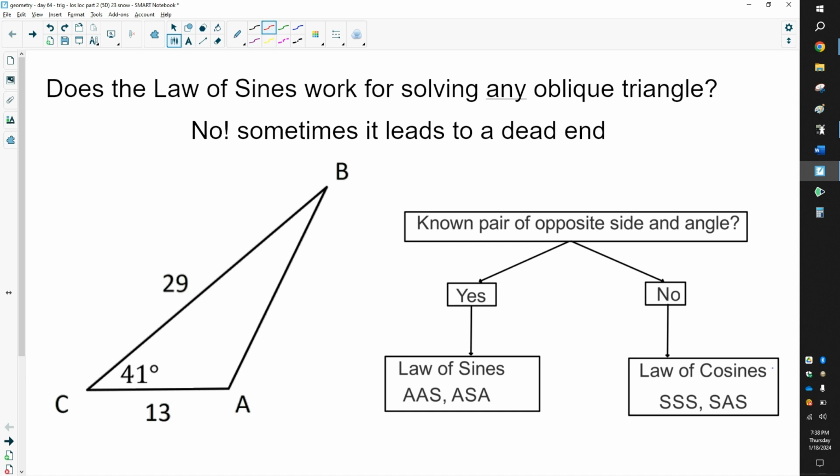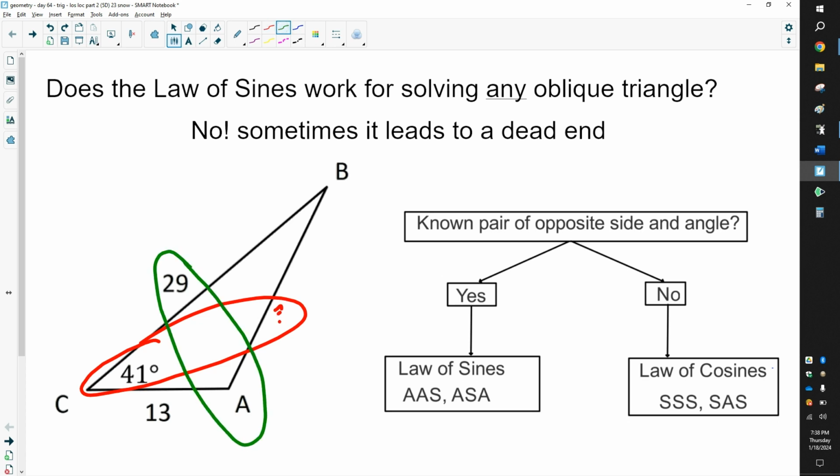So for example, we have 41 degrees, but we don't know the side opposite it. And that's a problem. We have 29, but we don't know angle A opposite from it, and we have 13, but we don't know angle B opposite from it. So the law of sines here completely fails.